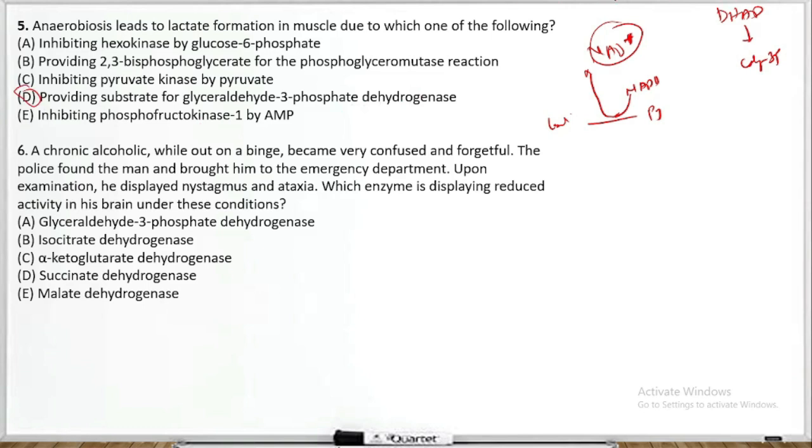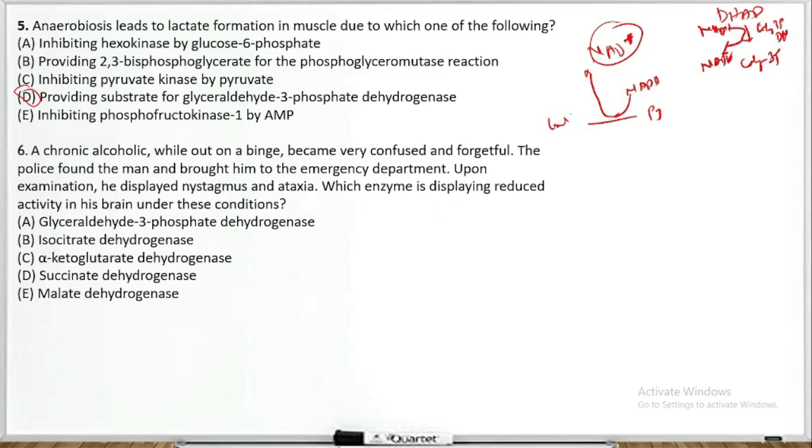The enzyme that converts the DHAP to glyceraldehyde 3-phosphate is called glyceraldehyde 3-phosphate dehydrogenase. It uses NAD+ and makes NADH here. So that's the whole reaction here.